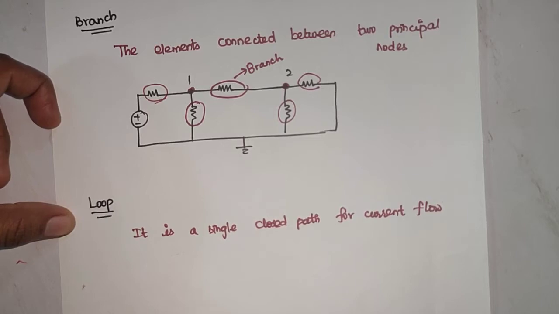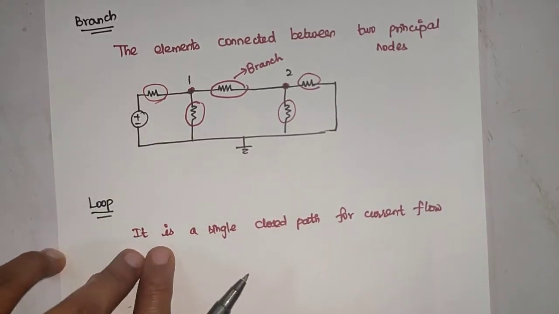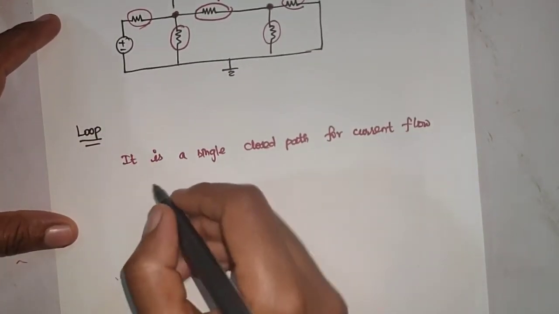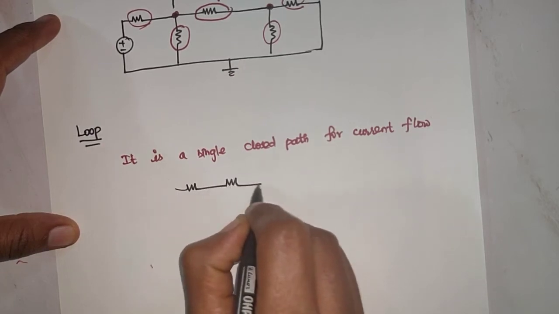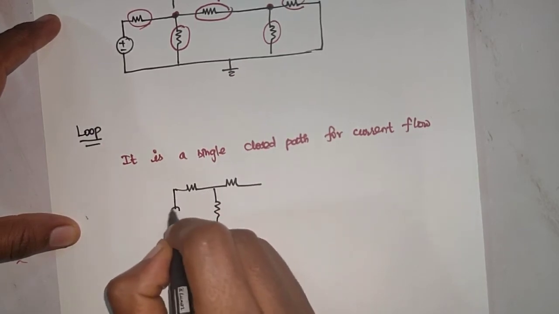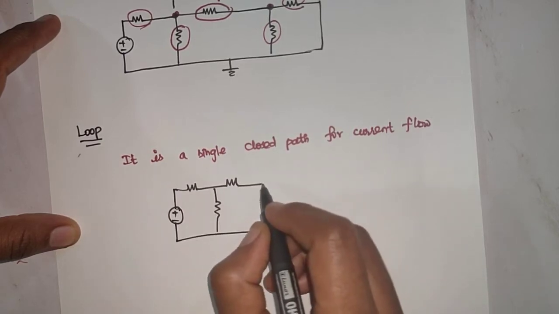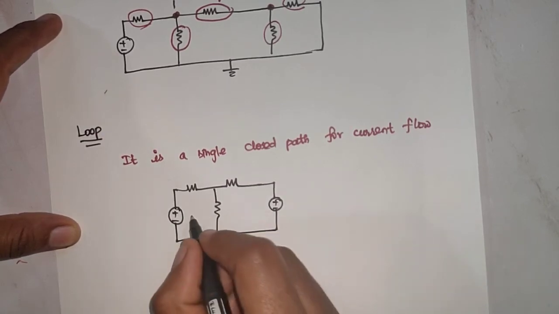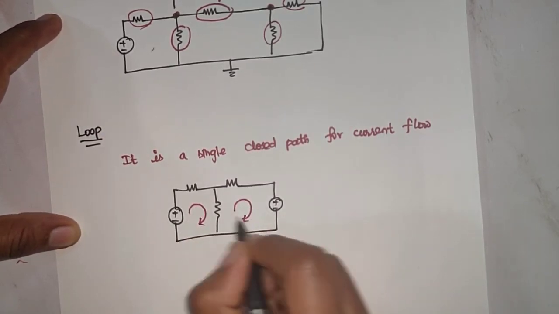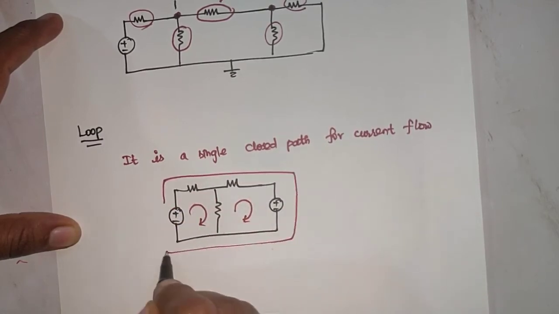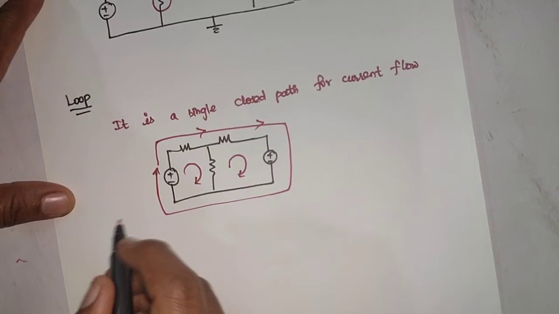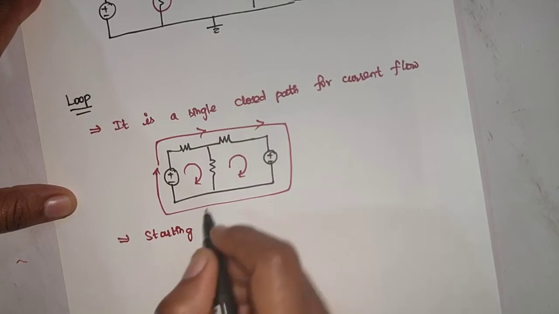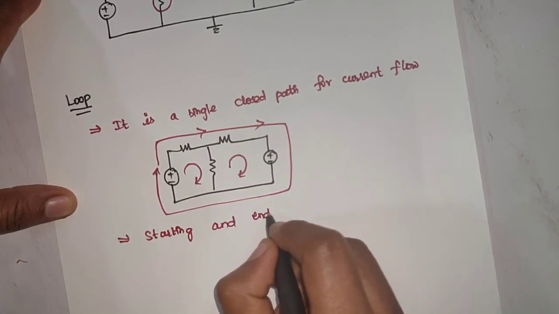Next, see the definition for loop. Loop is nothing but a single closed path for a current flow. Consider an example. This is considered as loop. For example, this is considered as loop. In loop, starting and ending points are same. In loop, starting and ending nodes or points are same.